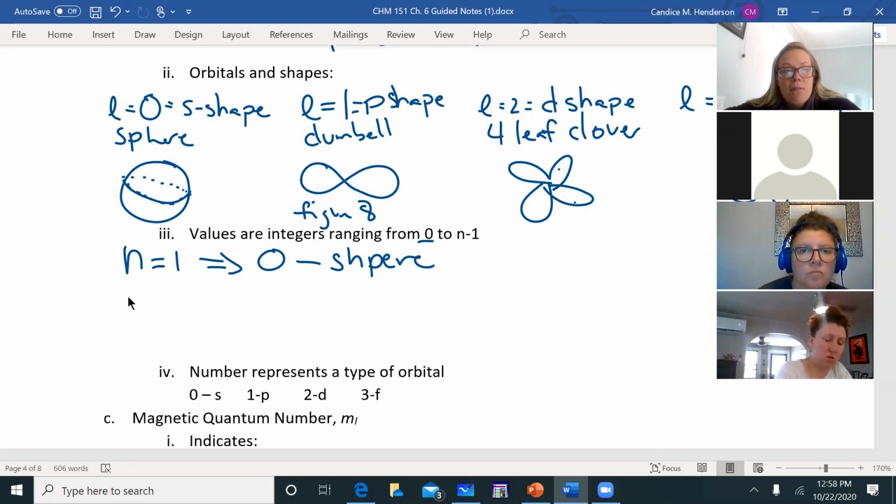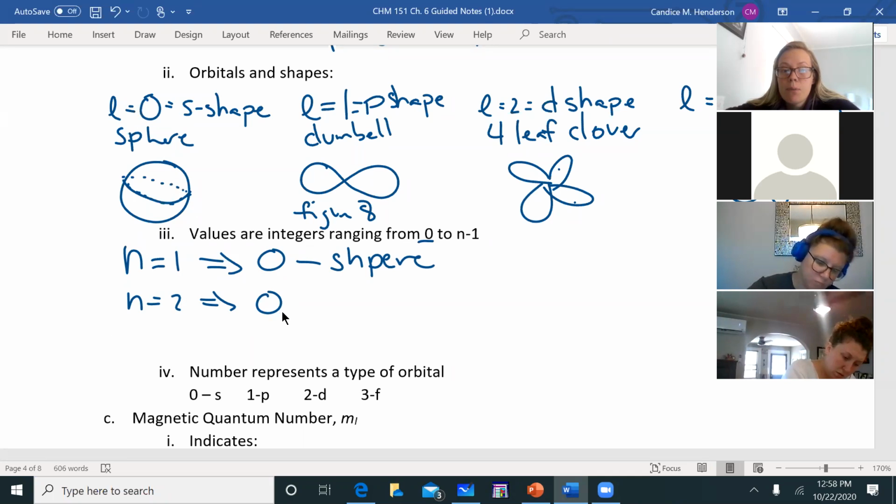What if I have energy level n equals 2? That means that I can have 0, which is the sphere shape, but I can also have n minus 1, or 2 minus 1. That would be my 1 value. I can also have the P or the dumbbell. So energy level 2 actually has 2 different things.